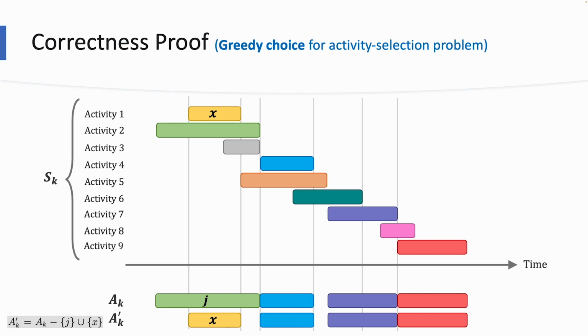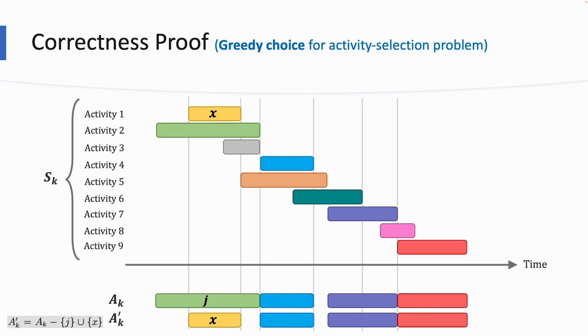You need to note that activities in A prime K are all disjoint and compatible. Why? This is because the activities in AK were all disjoint and compatible, by definition. And since J is the first activity in AK to finish, and X is the first one in the entire set, there is no way J can beat X in terms of finish time. Therefore, A prime K is also a compatible subset of activities. So there we have it. In terms of compatibility, there is no problem with A prime K.